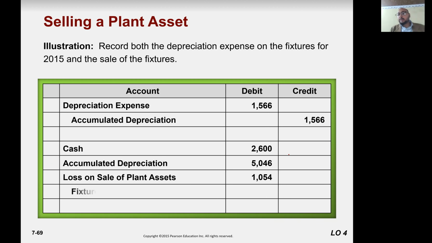Loss is 1,054, because loss is our expense increase, debit, and our credit is fixture. So if you add all this, our entry is complete. So this is a mixed entry. Sorry, combined entry, and in a combined entry, all the debits must equal the credits. Guys, you understand?